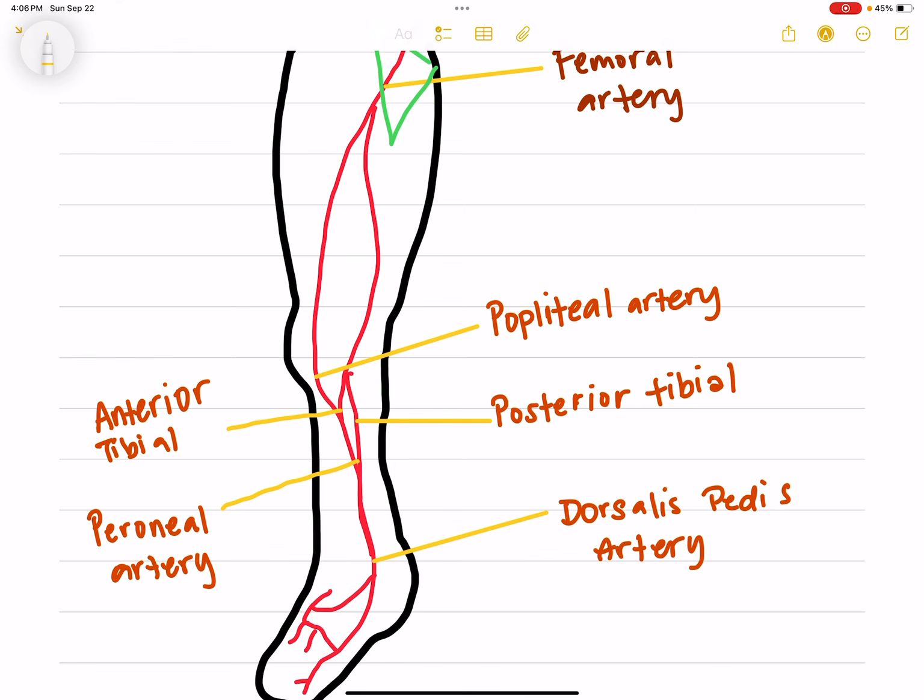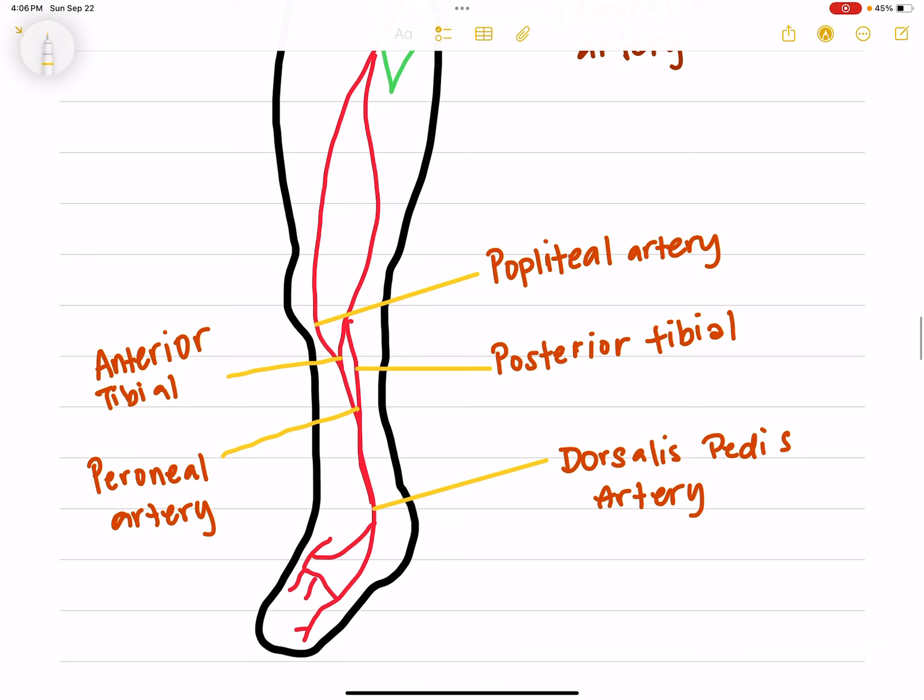And the dorsalis pedis artery here rises from anterior tibial artery that supplies the ankle. And lastly, the fibular artery or ang peroneal artery. Peroneal artery ha or fibular rises from posterior tibial artery that supplies the lateral leg and foot.